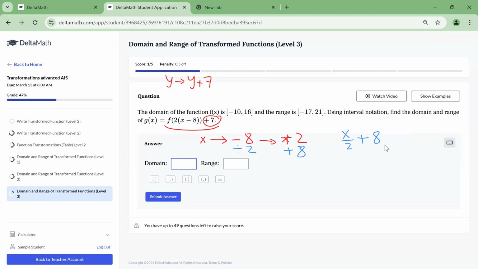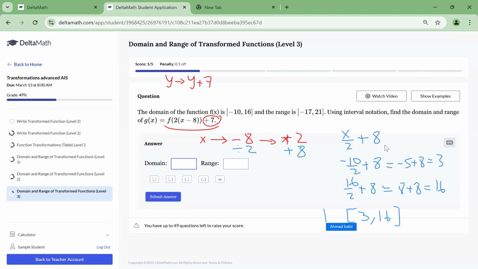Now for the x's, we have -10 and 16. So -10 over 2 plus 8 and 16 over 2 plus 8. This is -5 plus 8, which is 3. This is 8 plus 8, which is 16. So the new domain is 3 to 16. This is the new domain.